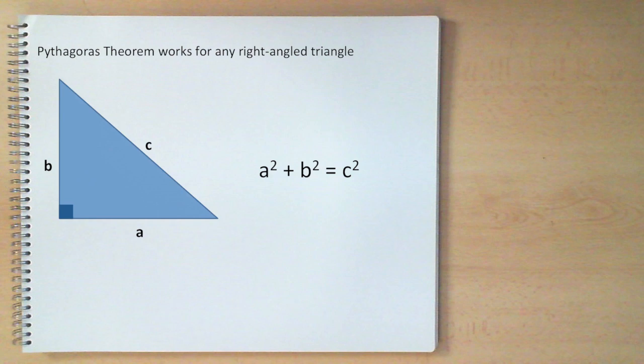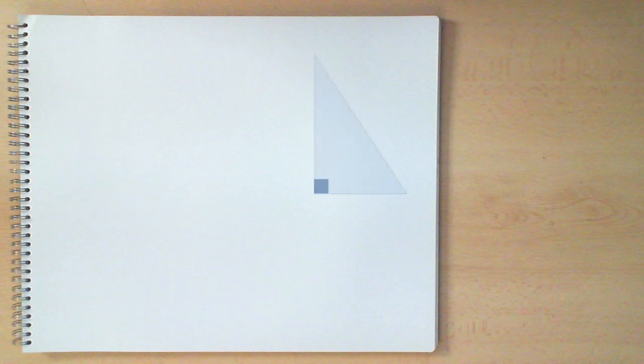We can use this fact to help us work out areas and perimeters of different triangles, not just right-angled triangles, and we'll look at some examples to show exactly how this works. Let's move on to our first example.